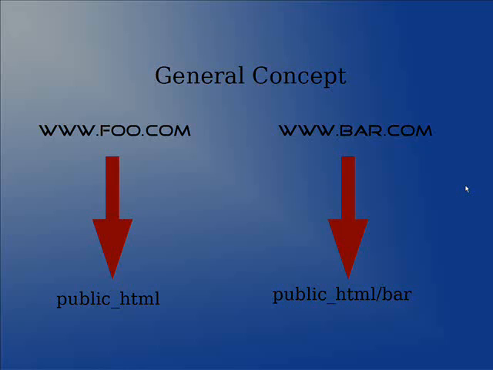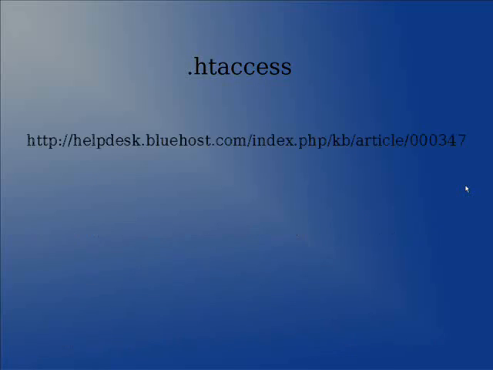So bar is a subfolder of public_HTML, and we need to tell the web server that every time a request for something from bar.com comes in, don't look in public_HTML. Instead, look in the subfolder named bar. To do this, create or edit a file named .htaccess. Yes, it has a period at the beginning. Odd, but true.